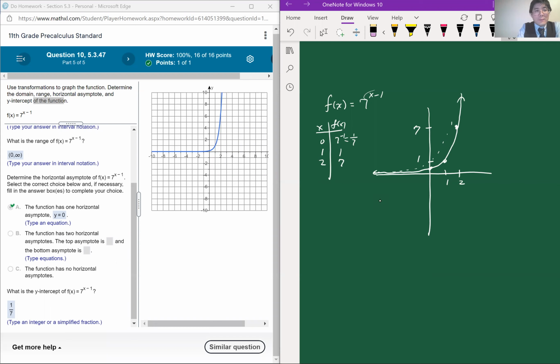Okay, now I need to find the domain. The domain of the exponential function is all real numbers. The range would be all positive numbers. And the horizontal asymptote is the x-axis, or the line y is equal to 0. The y-intercept we already found here. It's going to be the value of y when x is equal to 0, which is 1 over 7.